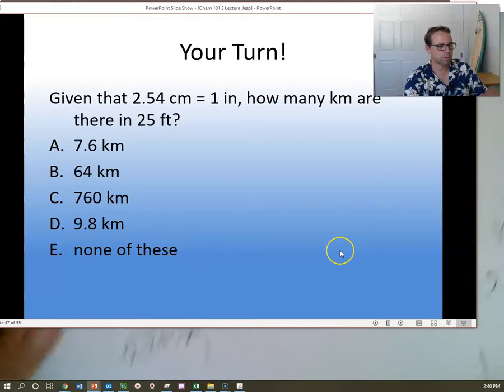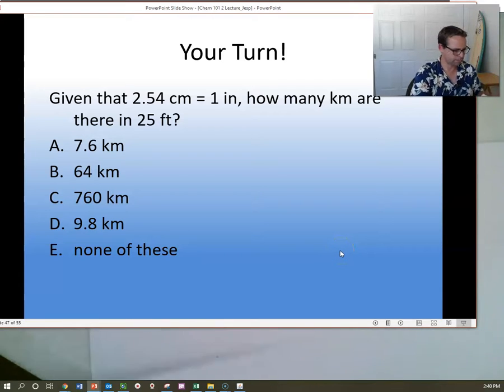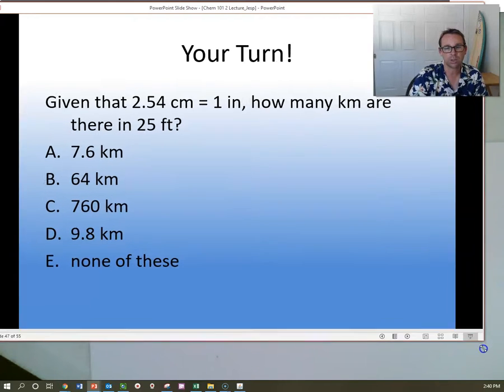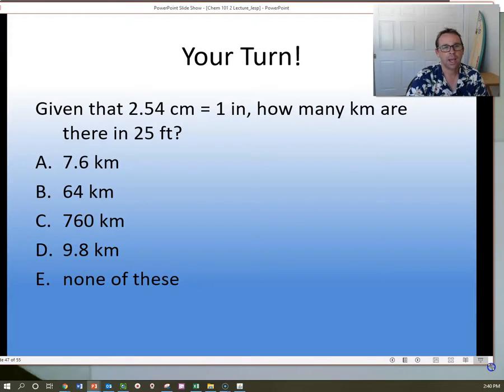So, here's one more for us. They provided one of the conversion factors for us. 2.54 centimeters is 1 inch. And then they're asking, how many kilometers are there if we have 25 feet? How many kilometers is 25 feet?